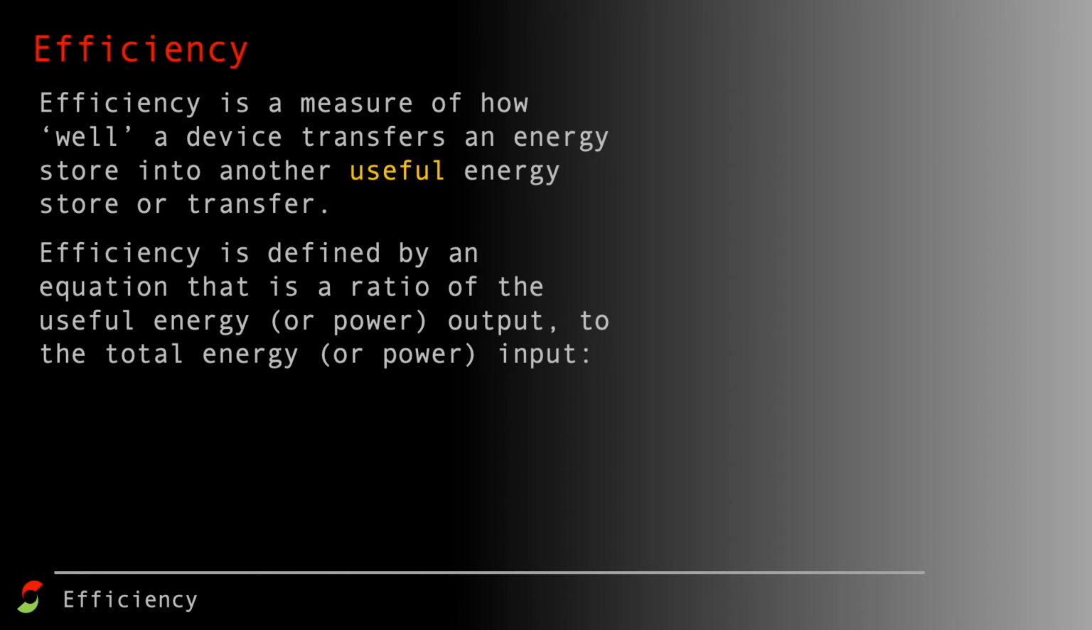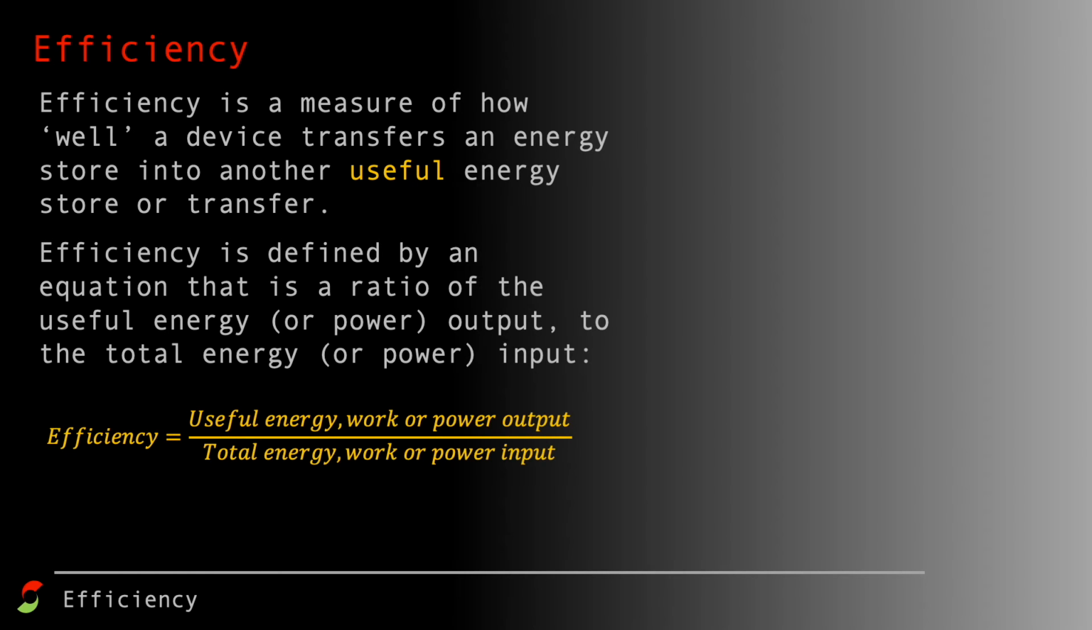And if you get a question in an exam that says explain what efficiency is, you have to think of it mathematically. So you would have to say it's a ratio of useful energy output to total energy input, or you could use total power and useful power output. That really means that we've got this equation.